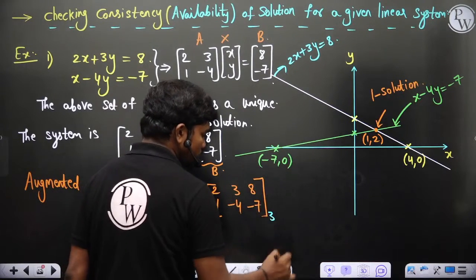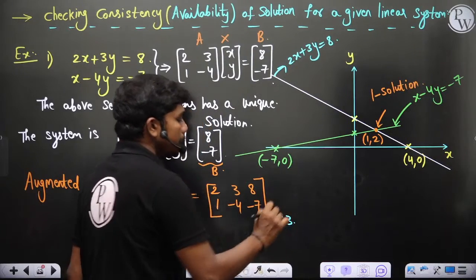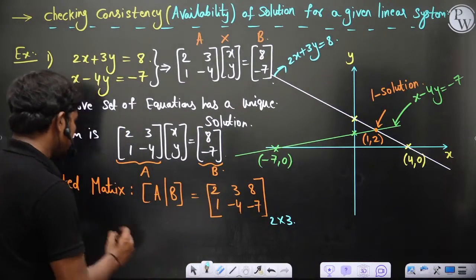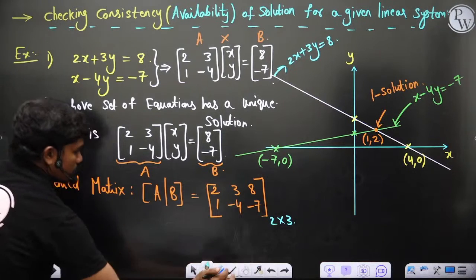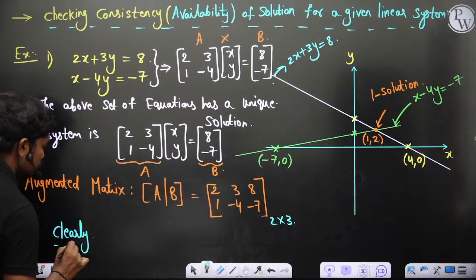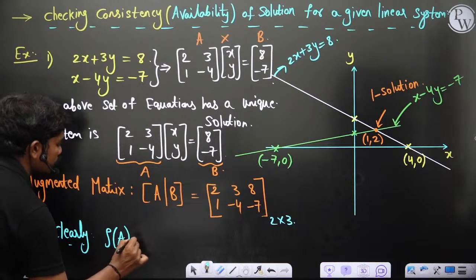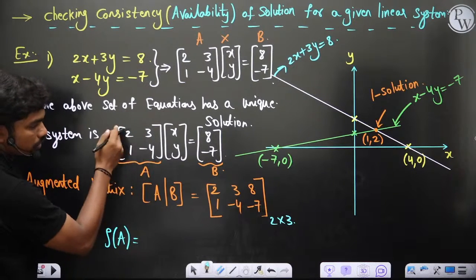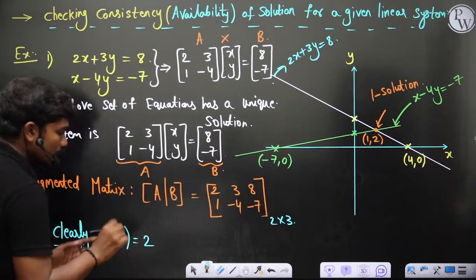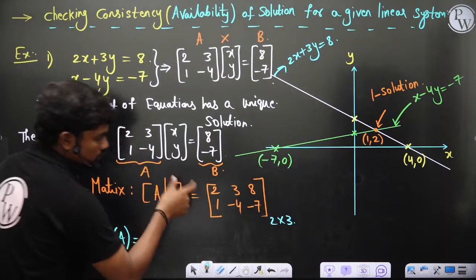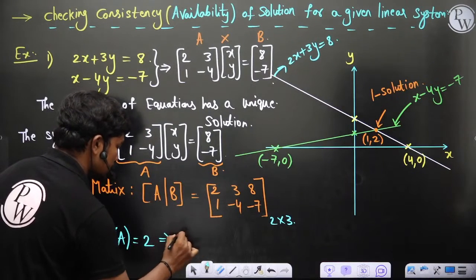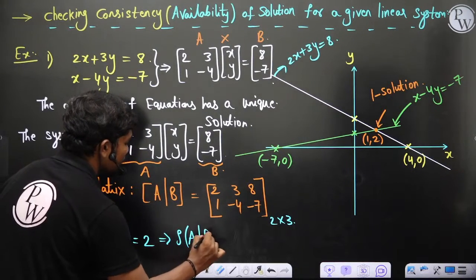Now if you try to calculate the rank of this matrix, for example, this is of size 2 by 3, so the maximum possible minor you can form is of order 2 by 2. Clearly, rank of A, if you calculate the determinant, because it's a 2 by 2 matrix, minus 8 minus 3, minus 11, which is non-zero, so this is 2. And clearly this matrix is also one of the 2 by 2 minors of this matrix. This implies rank of A augmented B will also be equal to 2.